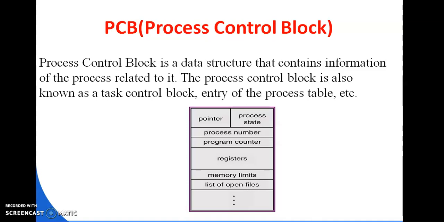Next, I/O status information. This information includes the list of I/O or input output devices used by the process, and the list of the files, etc. Next is your accounting information: the time limits, account numbers, amount of CPU used, process numbers, etc., all part of the PCB accounting information. So that's why the PCB is a table or a data structure which maintains all the details of a particular process.